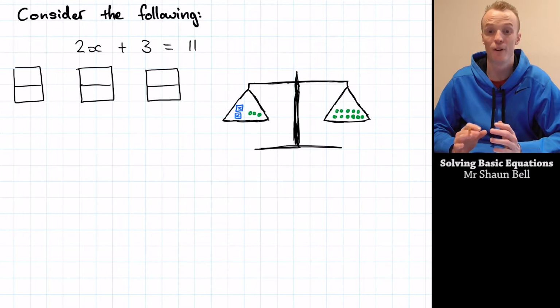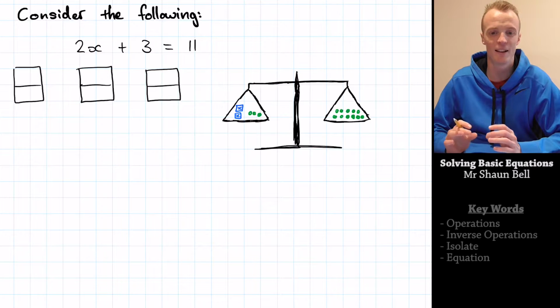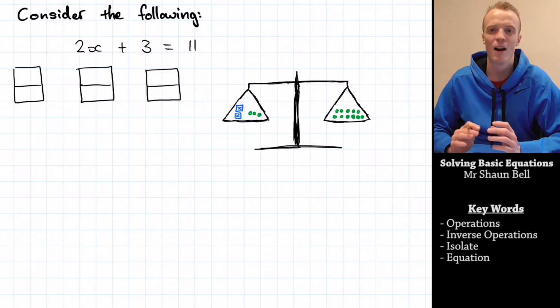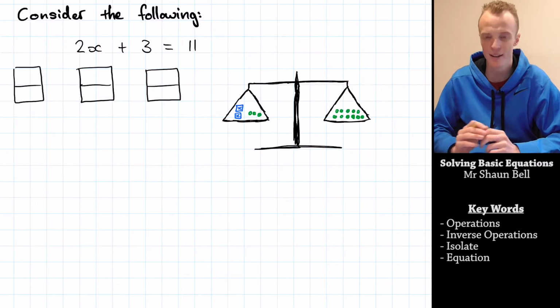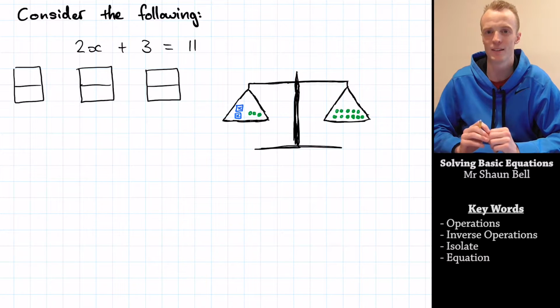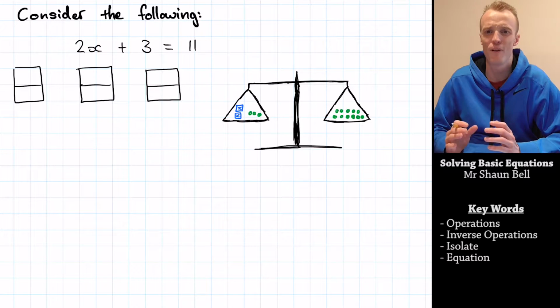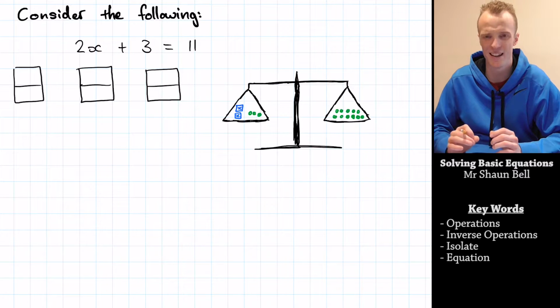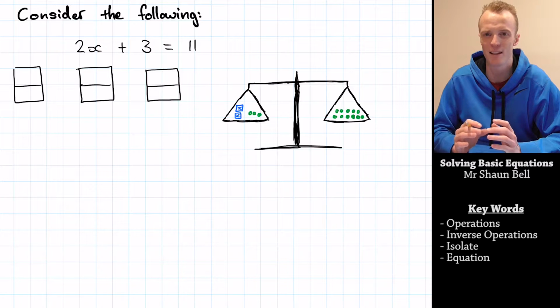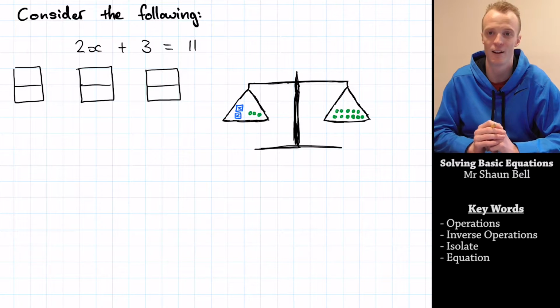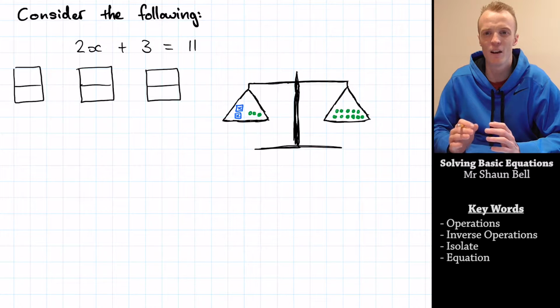Now I want you to consider the following. I've got 2x, I'm then adding 3 and it equals 11. I've represented this statement here in my set of scales, where I've got 2 of those little x's, I'm adding 3 to the left hand side, and then on the right hand side I've got 11 of those little dots. Now in order to find how many of those little green dots are in each one of those x boxes, I need to first isolate the x box on its own on the left hand side of the scale. To do that, I first need to remove those little green dots that are there.